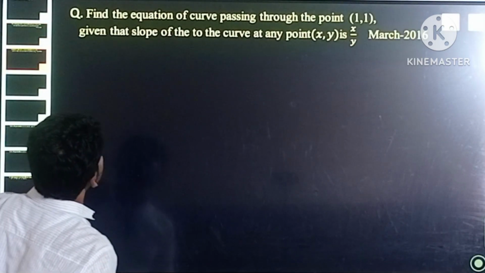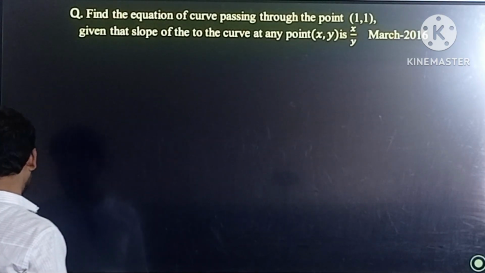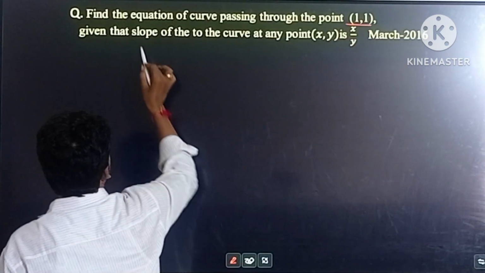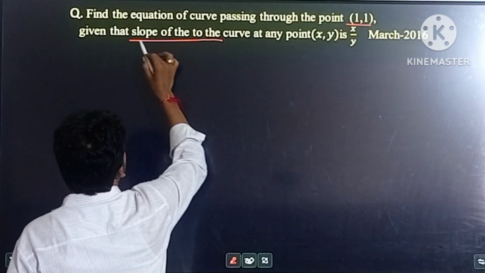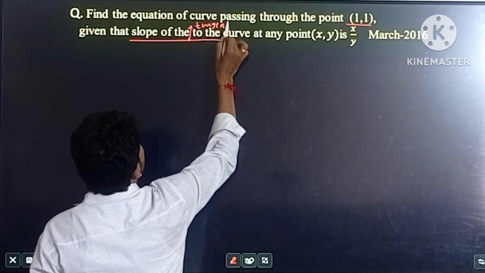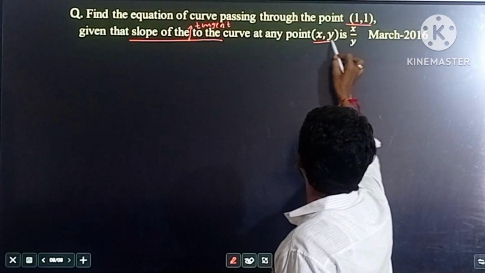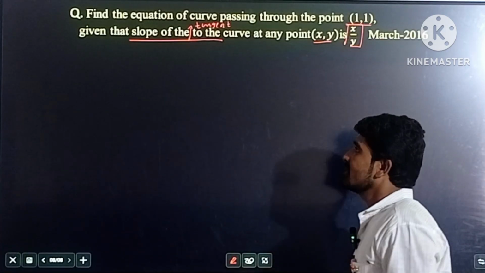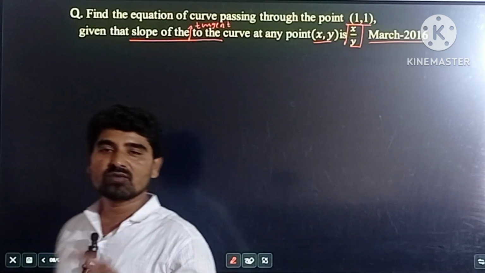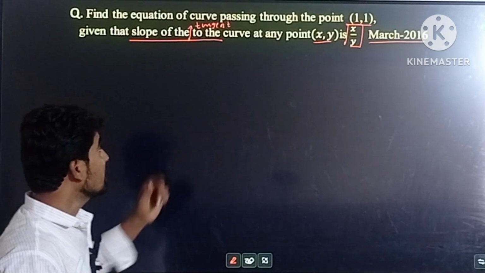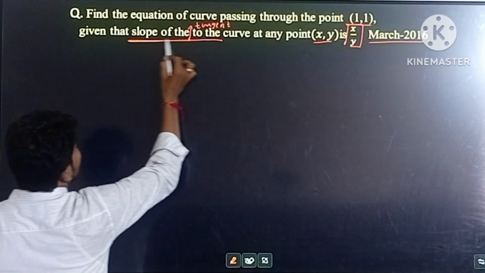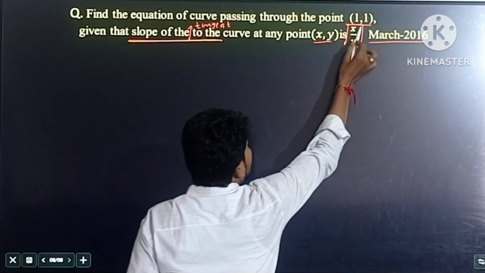And the next question is, find the equation of the curve passing through the point 1, 1, given that the slope of the tangent to the curve at any point x, y is x by y. So this is also one of the important questions asked in March 2016, and this question is also similar to the previous one. Here in this question he has given the slope of the tangent to the curve is what? x by y.